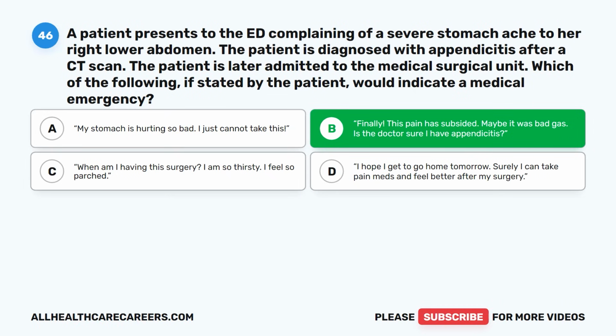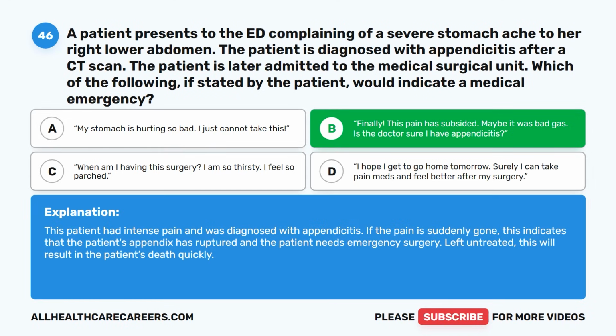Finally, this pain has subsided. Maybe it was bad gas. Is the doctor sure I have appendicitis? This patient had intense pain and was diagnosed with appendicitis. If the pain is suddenly gone, this indicates that the patient's appendix has ruptured and the patient needs emergency surgery. Left untreated, this will result in the patient's death quickly.